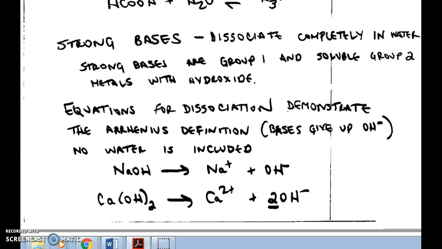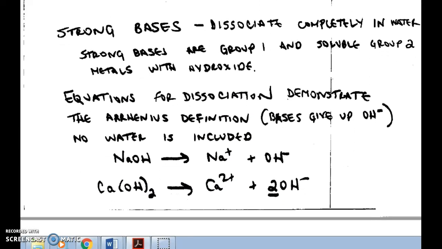So strong bases also, like strong acids, dissociate completely in water. And strong bases are the group 1 metals as well as the group 2 metals that are soluble with hydroxide. And really mostly we're talking about strontium and barium being the soluble ones, the ones at the bottom of the column 2.